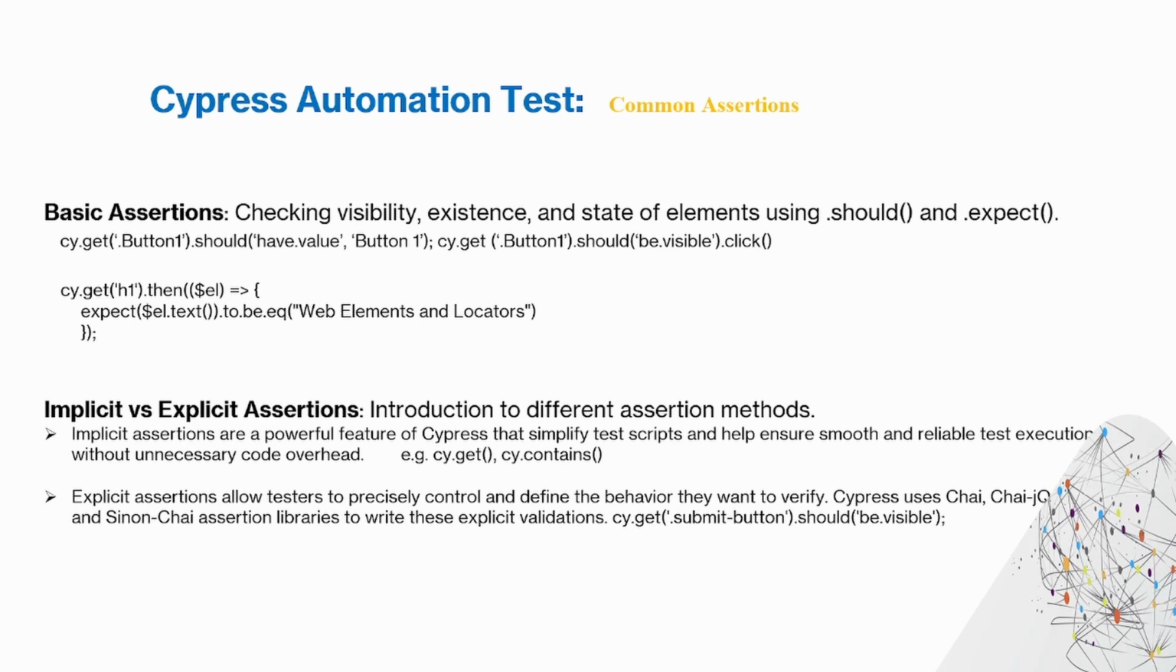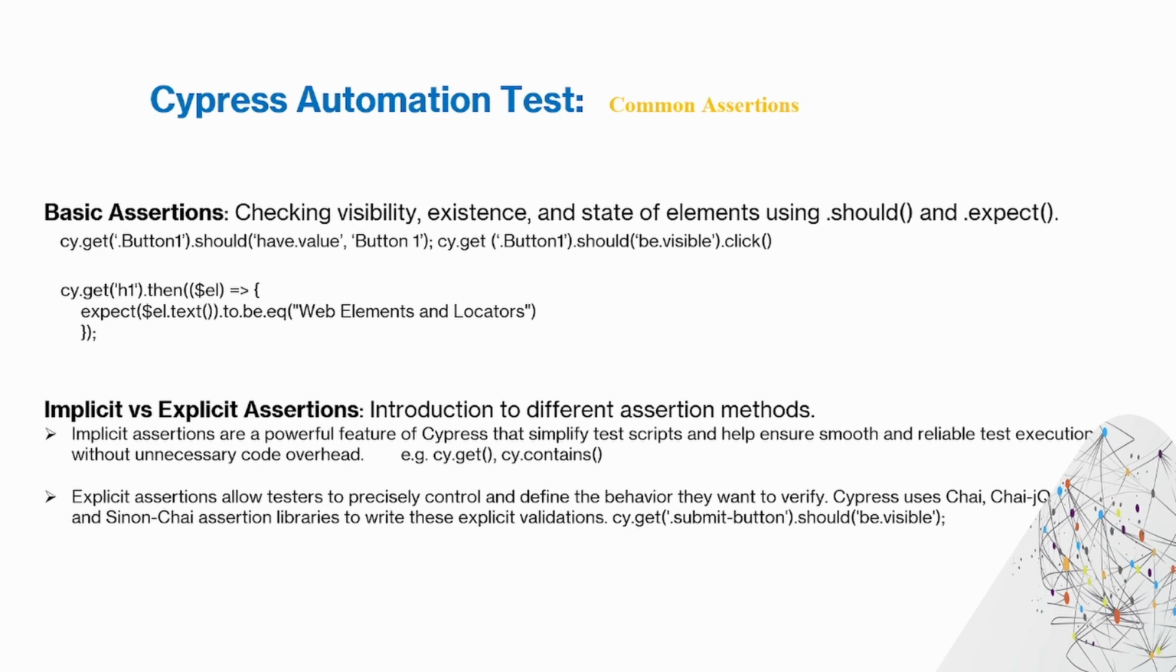In today's video, we're going to talk about common assertion methods that you can use in Cypress automation testing. So let's start with some basic assertions and then talk about implicit versus explicit assertions. To begin with, basic assertions: we have basically checking the visibility, existence, and state of elements using should and expect. And right here we have an example.